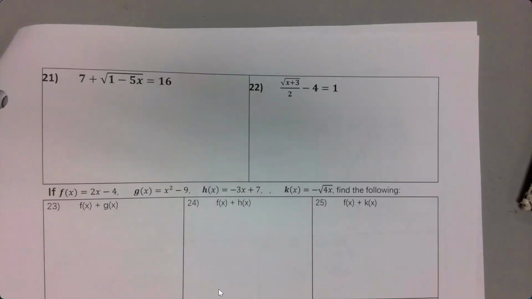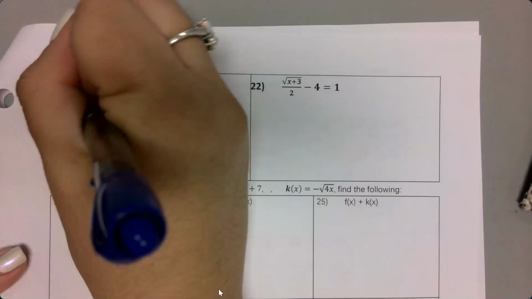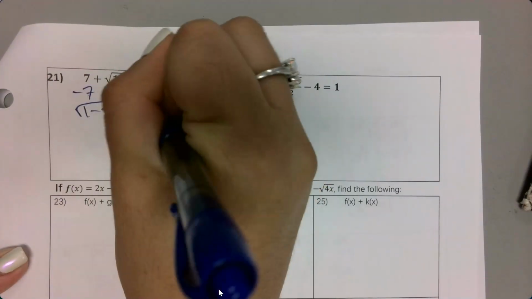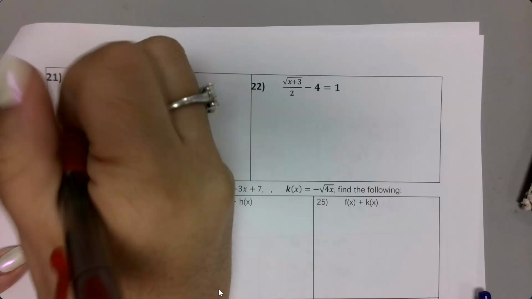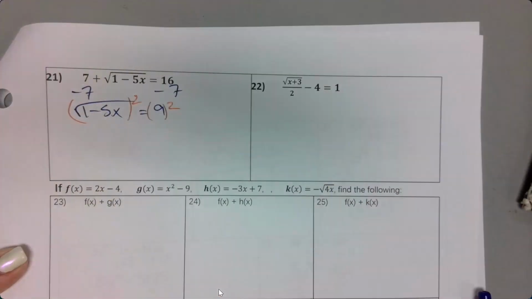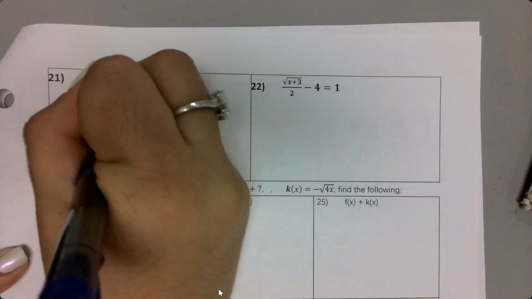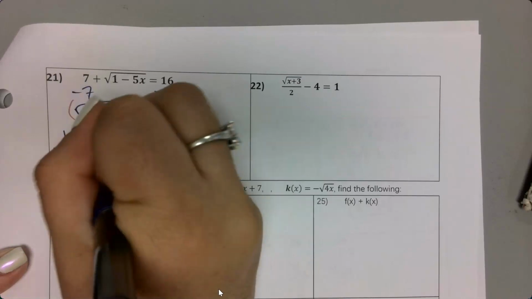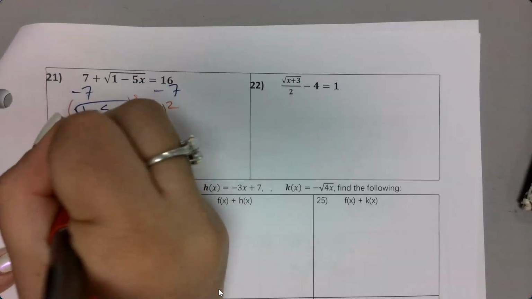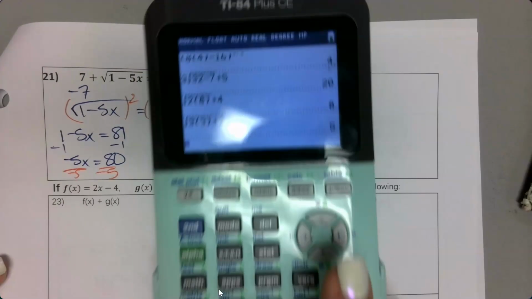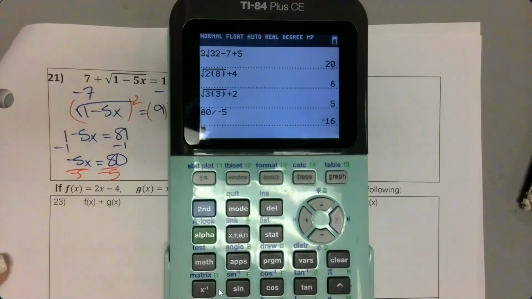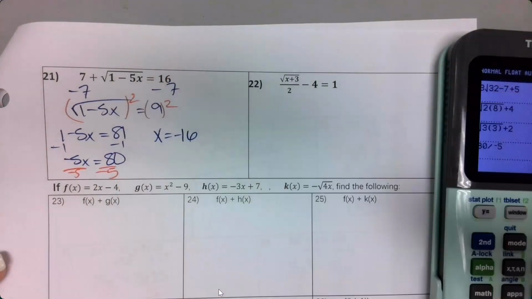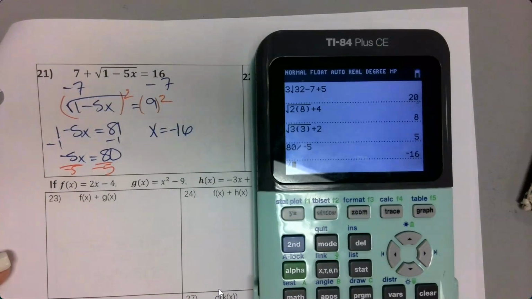Okay, still solving over here. So I want to go ahead and subtract 7 on both sides. Square root of 1 minus 5x equals 9. I want to go ahead and square both sides. 1 minus 5x equals 81. Subtract 1. Negative 5x equals 80. Divide by negative 5. Gets me negative 16. And then I want to go ahead and plug into the calculator.